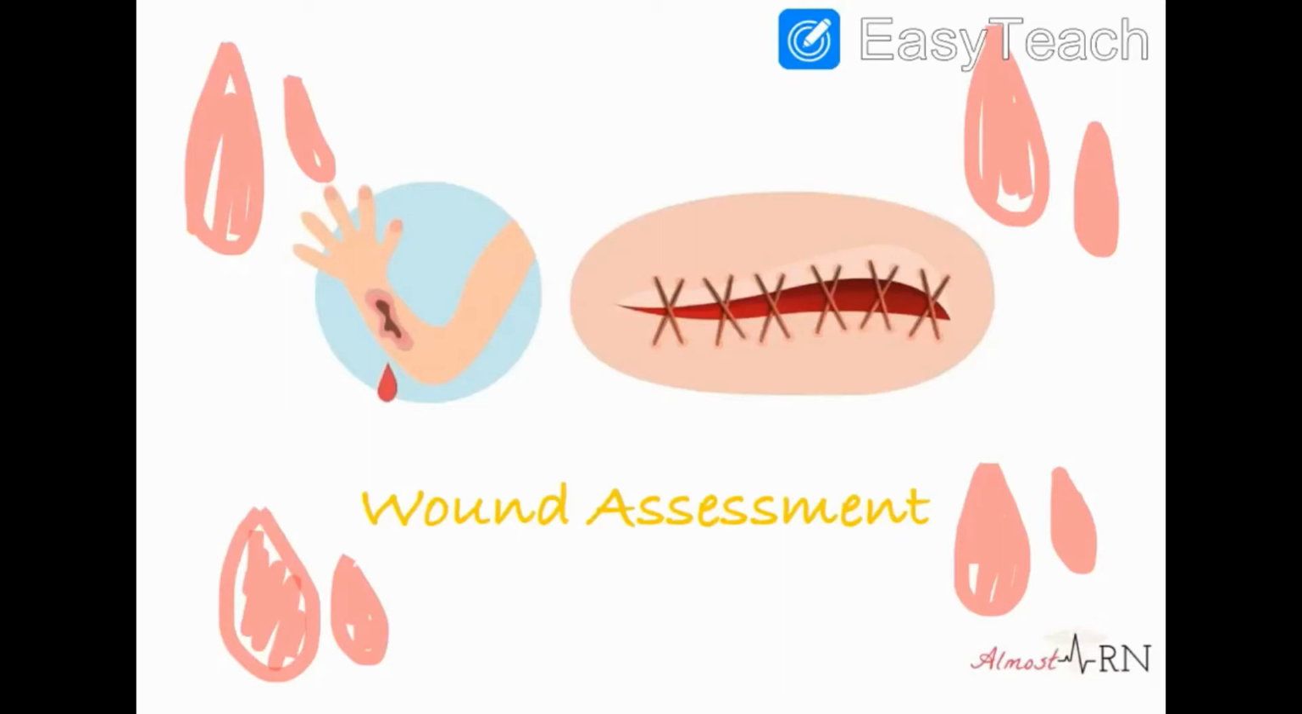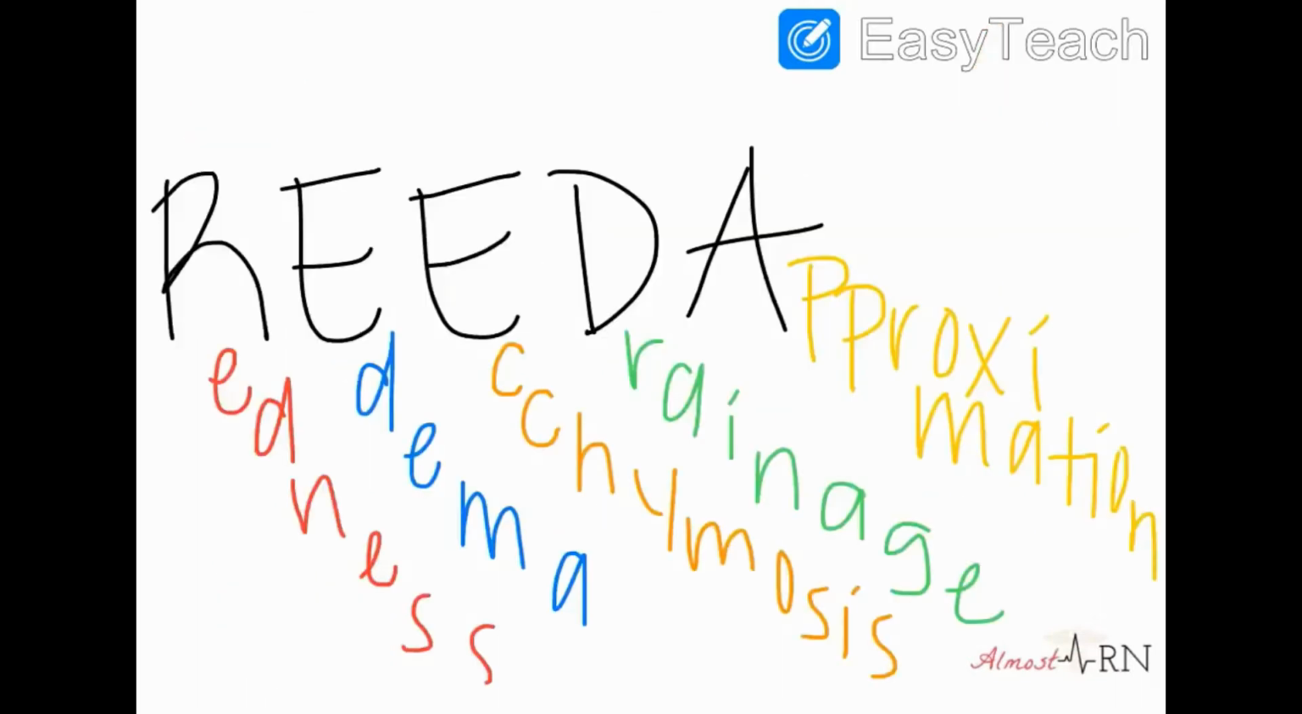So let's get started. So the acronym that we use to do our incision and wound assessment is RETA. RETA stands for redness, edema, ecchymosis, drainage, and approximation. And I'm going to go through each of those in detail.